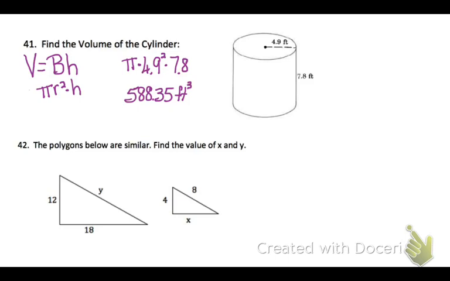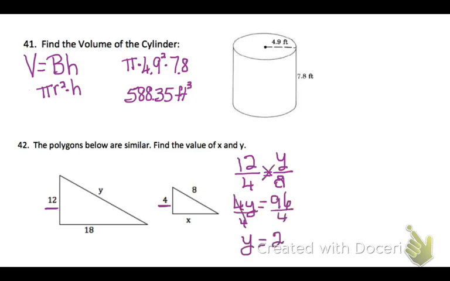42. The polygons below are similar. I'm giving you that. So I want you to find the value of x and y. So I'm going to take two corresponding sides where I have numbers in each, like 12 and 4 here. And I'm going to set them up in a ratio and set that equal to y and its corresponding side. And then I'm just going to cross multiply to solve and get y equals 24.